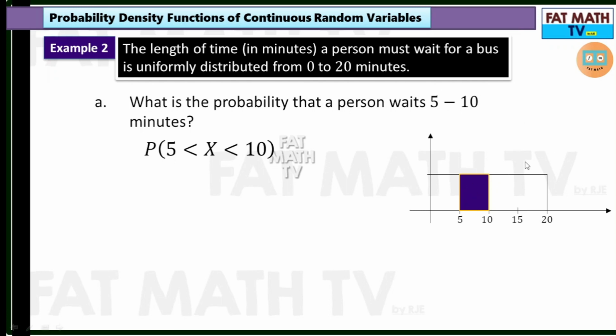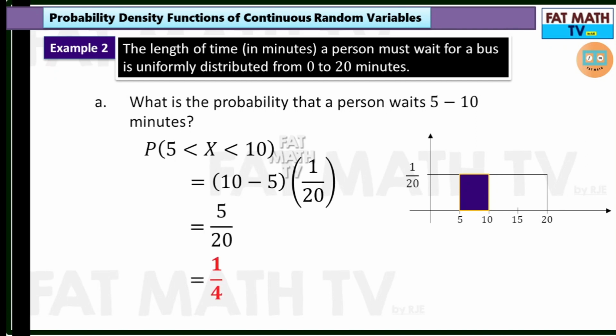So what is the area? So we will identify the height first of the rectangle. That is 1 over 20, because that is 1 over b minus a. B is 20, a is 0, so 20. 1 over 20. So our base here is from 5 to 10, so that is 10 minus 5 units, or that is 5 units, times the height, which is 1 over 20. We have 5 over 20, or 1/4. So the probability that a person waits 5 to 10 minutes is 1/4.